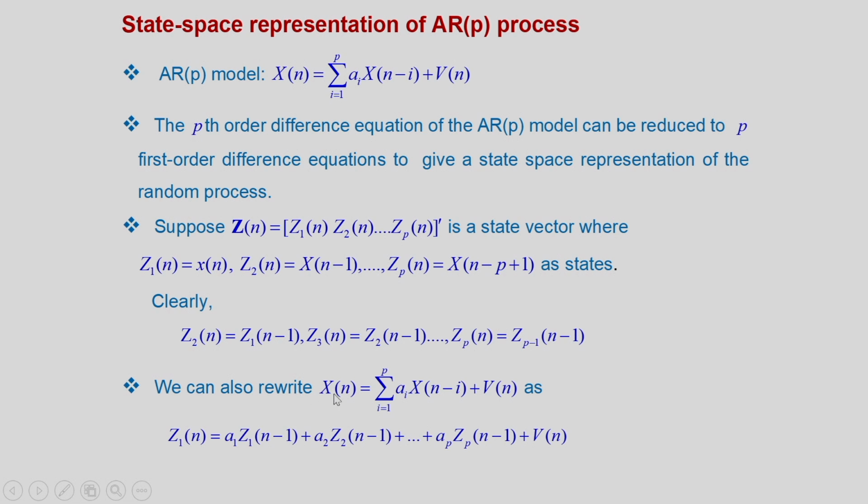We can also rewrite xn equal to summation ai x of n minus i, i going from 1 to p, plus Vn as follows; now we will substitute these state variables corresponding to each of the terms. We get Z1n is equal to a1 into Z1 of n minus 1 plus a2 into Z2 of n minus 1 plus up to ap into Zp of n minus 1 plus Vn. So, this equation, Z1n is this, similarly Z2n is Z1 of n minus 1, Z3n is equal to Z2 of n minus 1, etc. This can be rearranged.